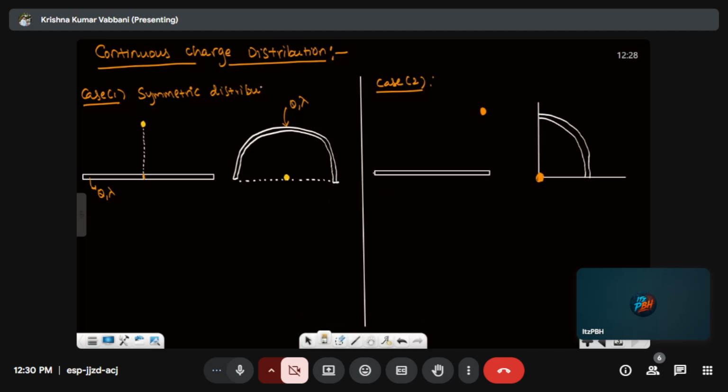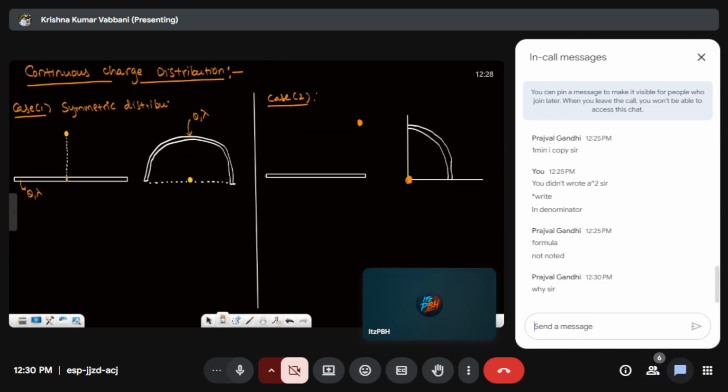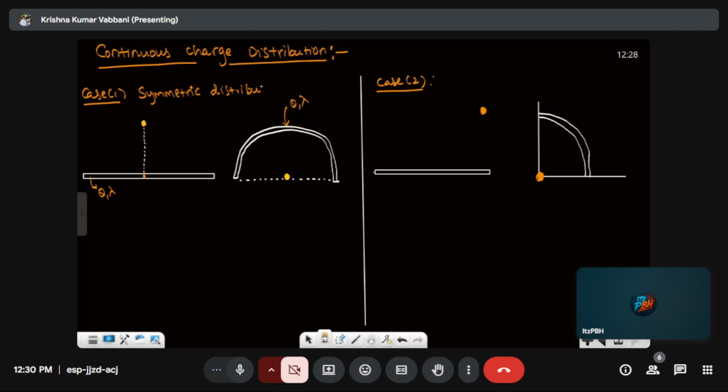So the third one is very important. We have to take half limits only. Half limits means if I take this line conductor, my limits are 0 to L actually. In this case, I have to take the half limits only. Got it, guys? Prajwal, which question are you asking, why?